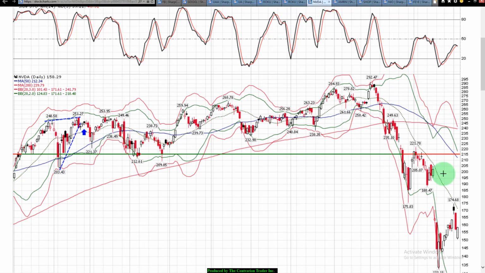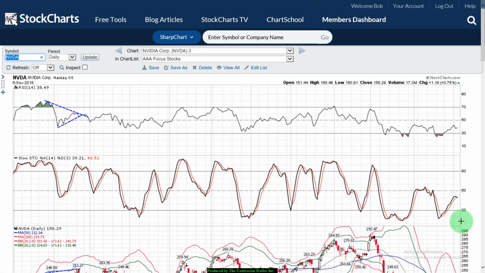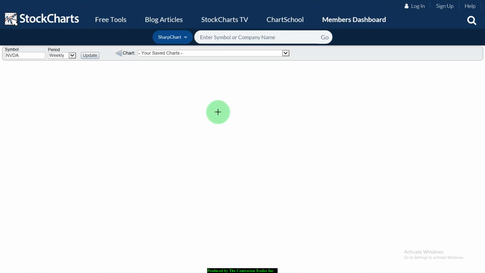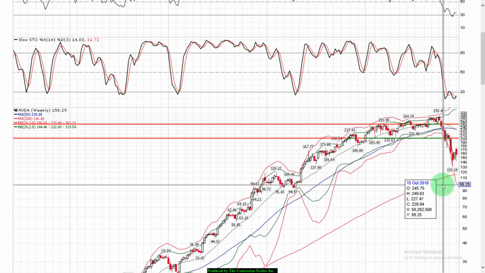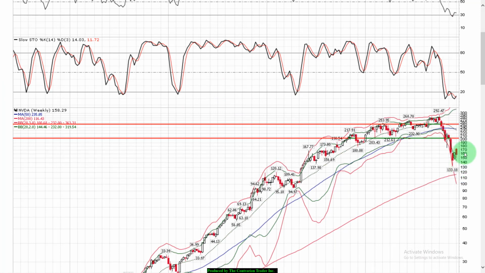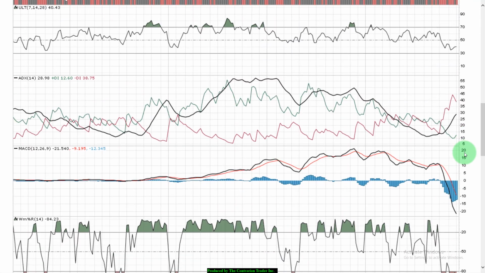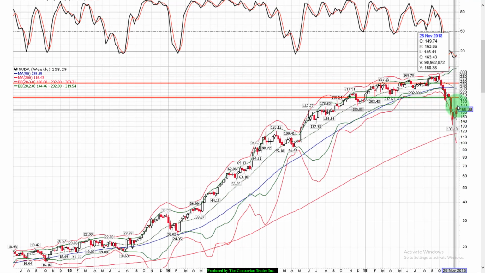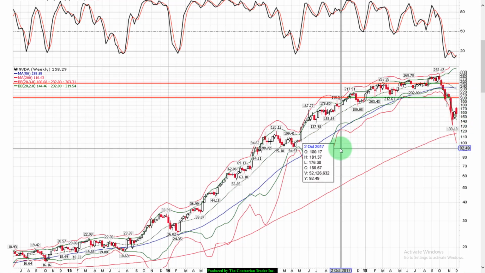NVDA, bullish reversal bar yesterday, but on a weekly basis, Houston, we have a problem, okay? This is a dead cat bounce as far as I'm concerned. Could we get a higher high today? Sure. Is it an investment yet? No. We need to see a pullback and a higher low or a retest of recent lows to form a base and then proceed higher.